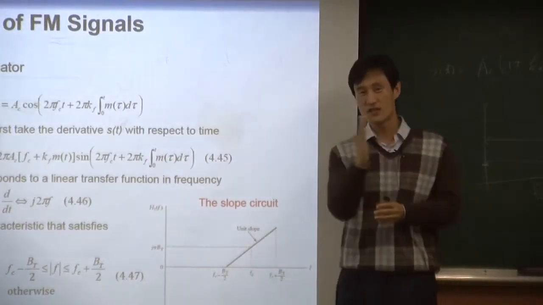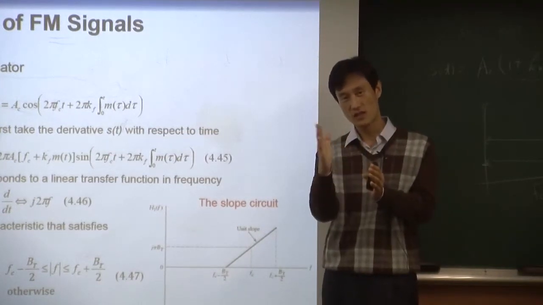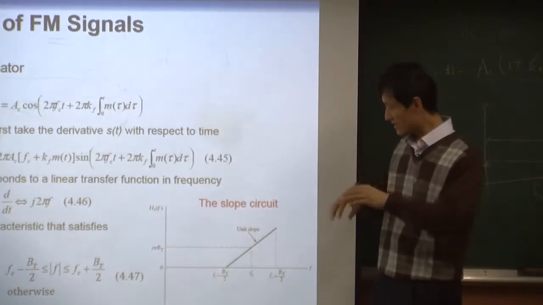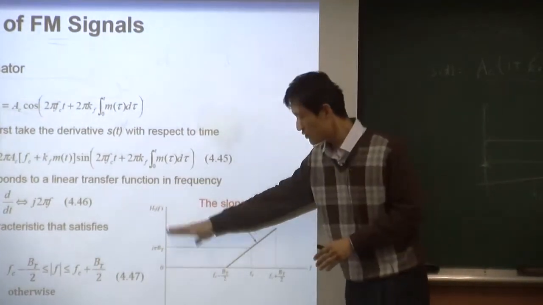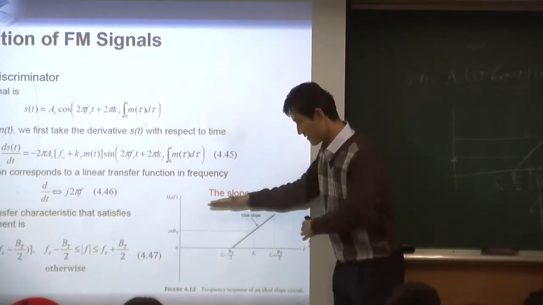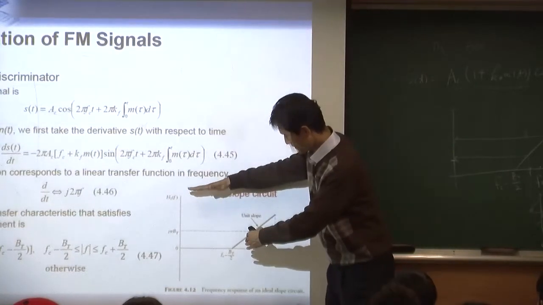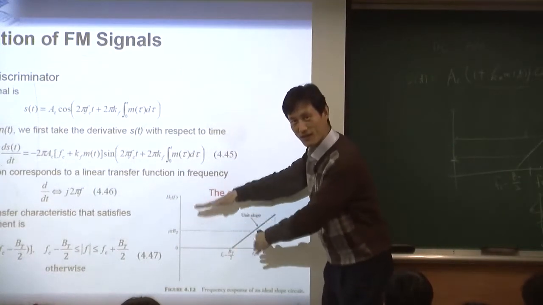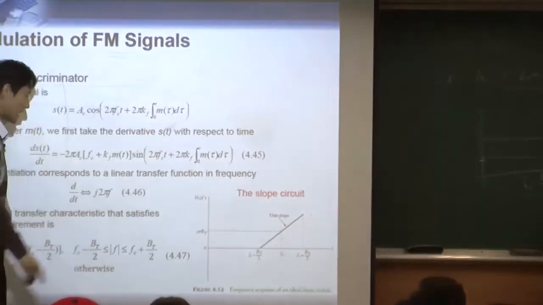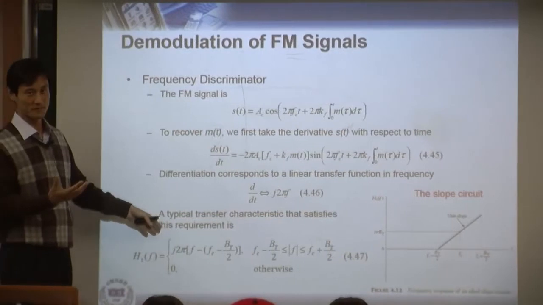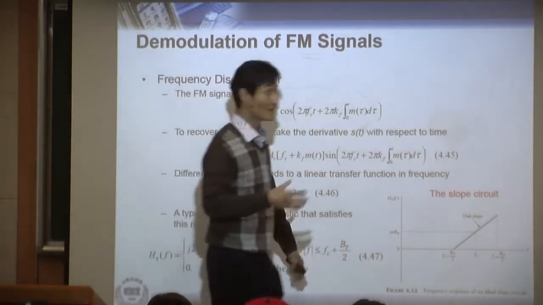Depending on your message, this FM signal will create a different frequency. Okay? So put this signal into the slope circuit. Now the output of the slope circuit is going to have the same fluctuation. Message moves this way; the output of the unit slope moves the same way, right? You're going to get the same message at the output of the slope circuit. That's the intention. That's what you want to do. Why do we need that? Simply speaking, right?